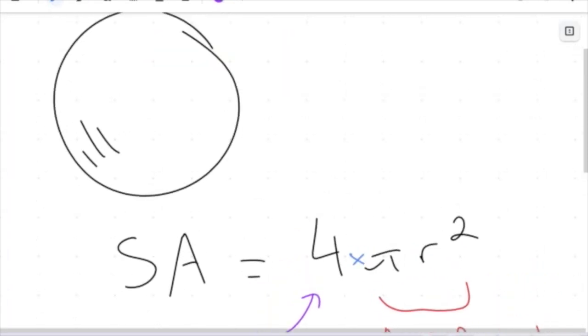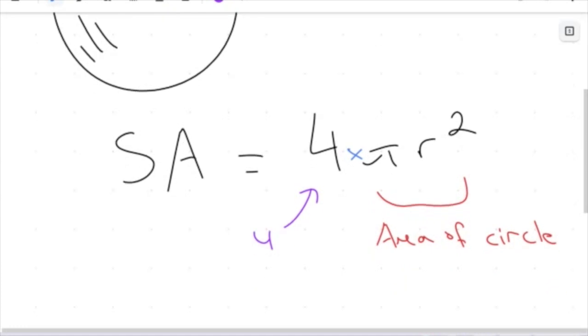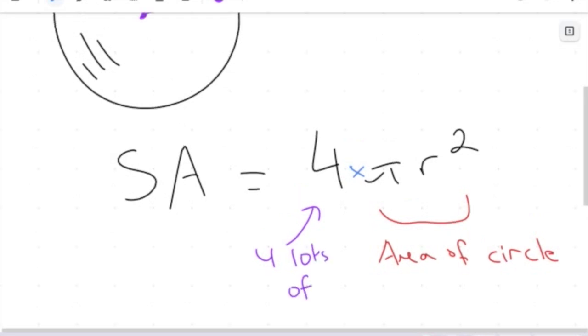Now, if you think of a sphere and you draw a radius out to some portion, no matter which way you rotate this sphere, you will always get the same radius. So my surface area of a sphere is equal to 4 times the area of the one circle. So 4 lots of the area of a circle.